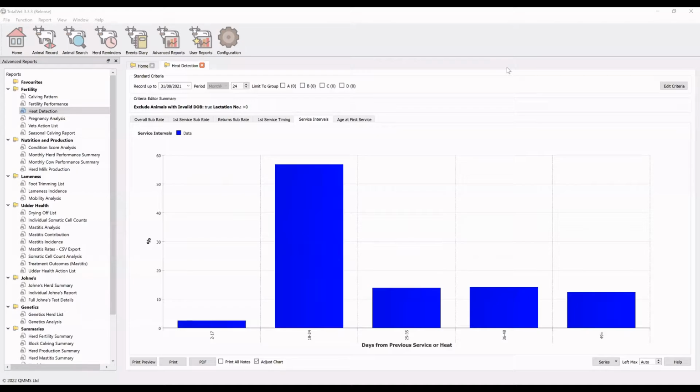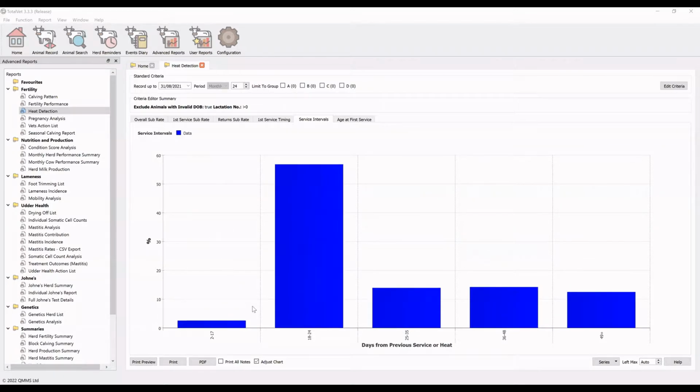This chart shows the proportion of services by the service window from the previous serve. So we can see that the majority of serves in this case are occurring within the desired service window, so at 18 to 24 days following the previous serve. So that accounts for about 55% of services on this farm.